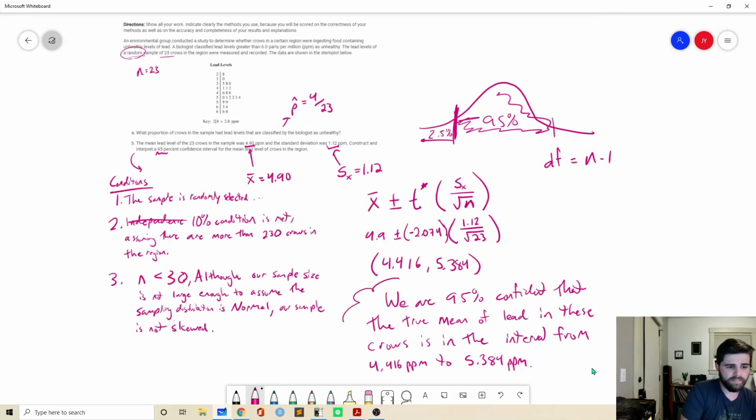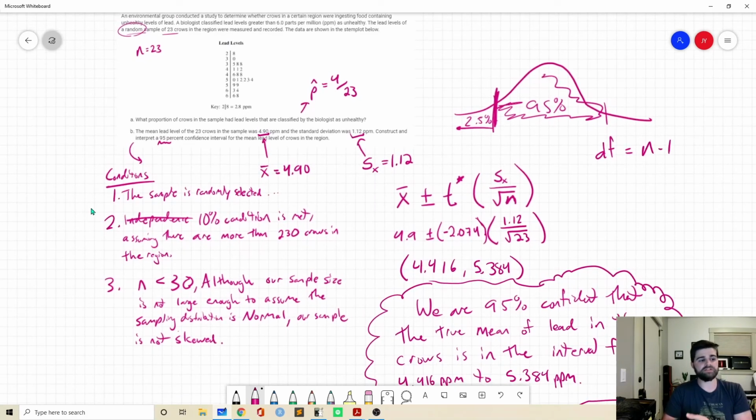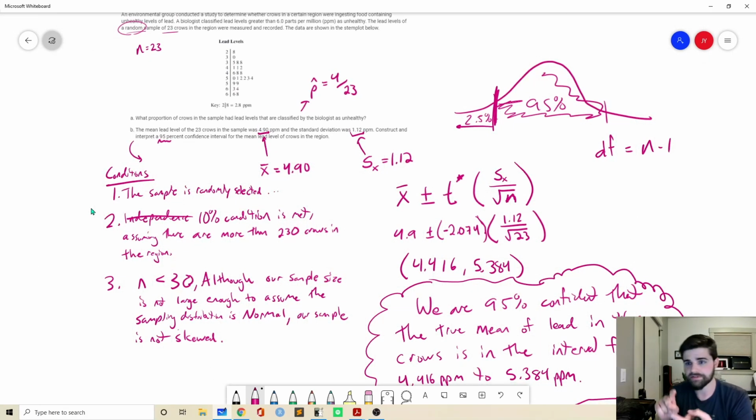We got there eventually, but let's take a look back at all the things we had to do to get there. So first of all, we have to check our conditions before we start a confidence interval, and we're always checking these same three things. Is the sample random? Is the sample independent? And usually not, but we can get away with it if we have the 10% condition met, our sample size less than 10% of the population.